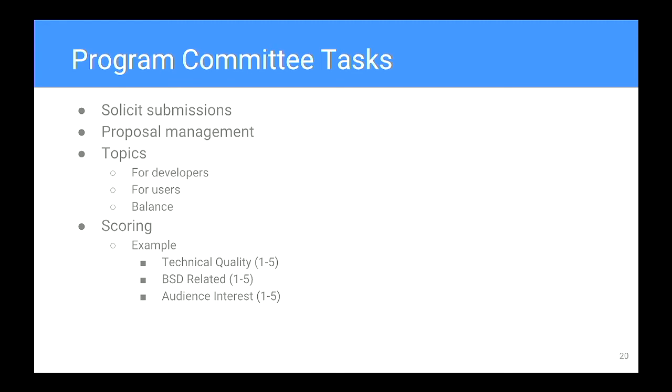All right. So think about the topics not only for the developers but also for the users, and try to make a balance. And for selecting proposals, you can have a scoring system. One example is you can set up three scores: technical quality, whether it is BSD related, and the interest of the audience. Because sometimes you will get a proposal for a very fancy talk which is not very BSD related, or is probably very boring or too academic. You need to check so that kind of talk doesn't make it into your schedule, right?